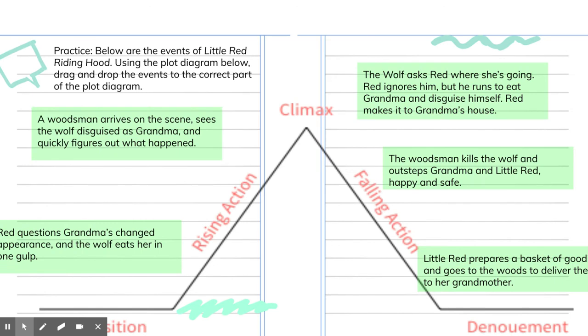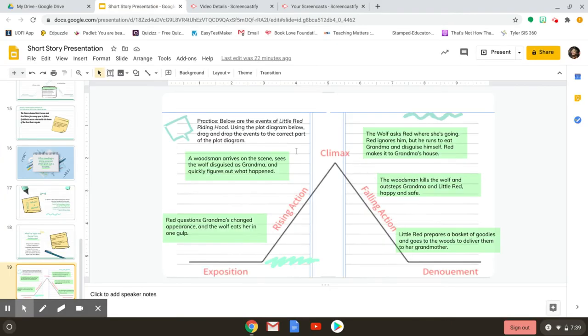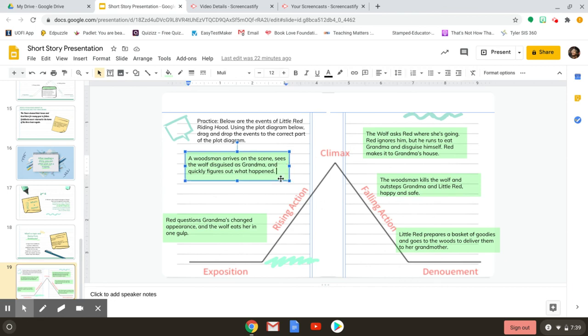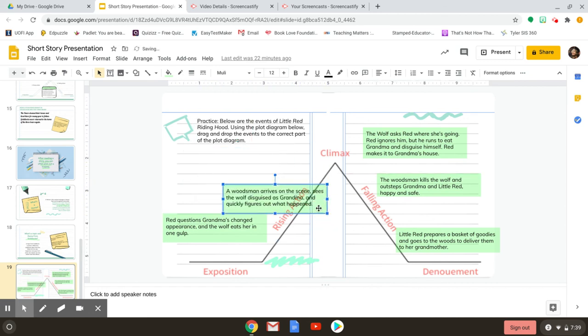Okay, so now here's where I want to explain to you what you'll be doing in this slide. Below are the events of Little Red Riding Hood. That's also a classic fairy tale. If you would like to read through it, I can send you the link to it. Using the plot diagram below, drag and drop the events to the correct part of the plot diagram. So, guys, all I want to know today, and I'm going to exit out of this, is can you match the event to the different parts of plot? So what you'll do is you'll click out like how I did in this presentation, and you'll drag and drop the box to wherever you think it's supposed to go.